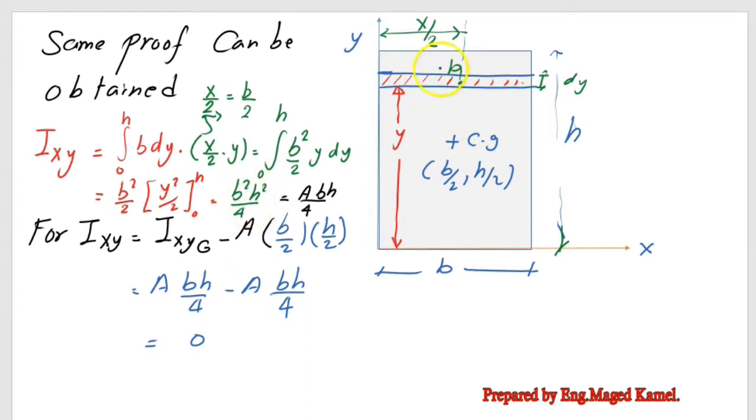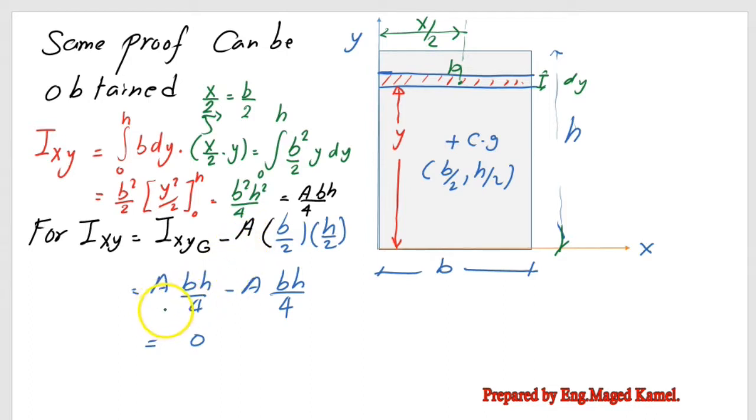Since the area, the big A, is equal to bh, we can write this expression as Ixy equal to the capital A multiplied by bh over 4. This is the product moment of inertia about the external two axes at the corner, x and y. If we want to estimate the product moment of inertia at the CG, we have to deduct the area multiplied by x bar by y bar. Our x bar is b over 2 and our y bar is h over 2, all multiplied by the area.